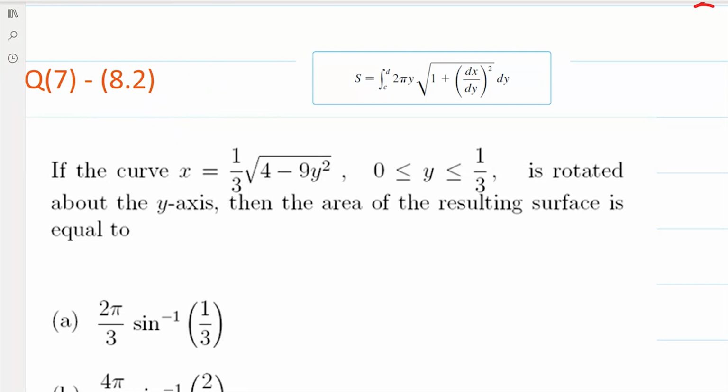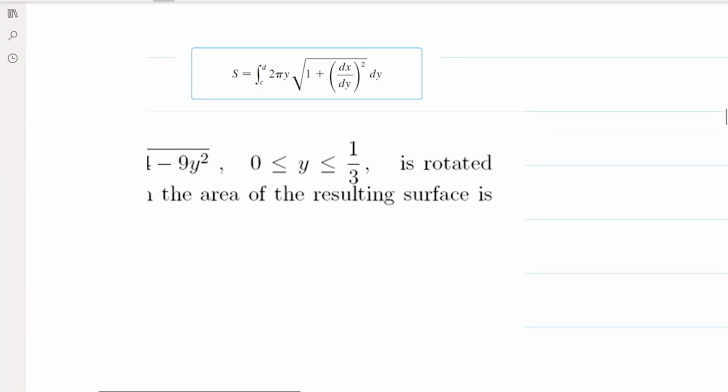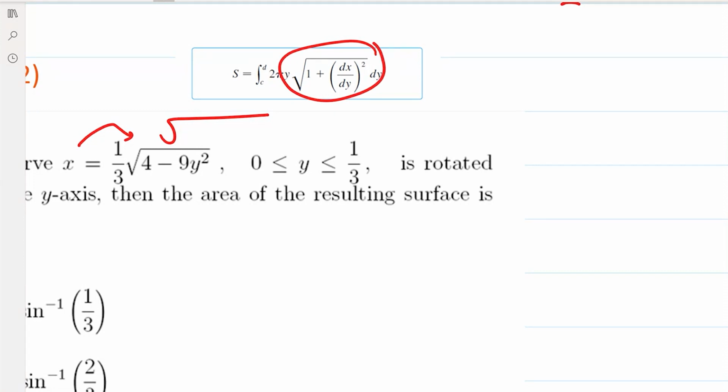Can you repeat it quickly? Of course I can. Again, sometimes, guys, for example, in this example here, is it x in terms of y or y in terms of x? X in terms of y. So when I find dx over dy, the derivative, square it, and add 1 under the root, will this root be in terms of x or y? In terms of y. So this y outside, keep it as it is.